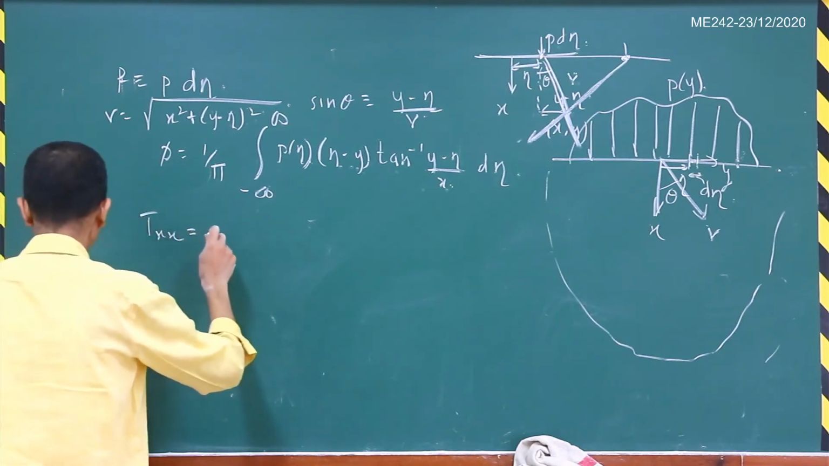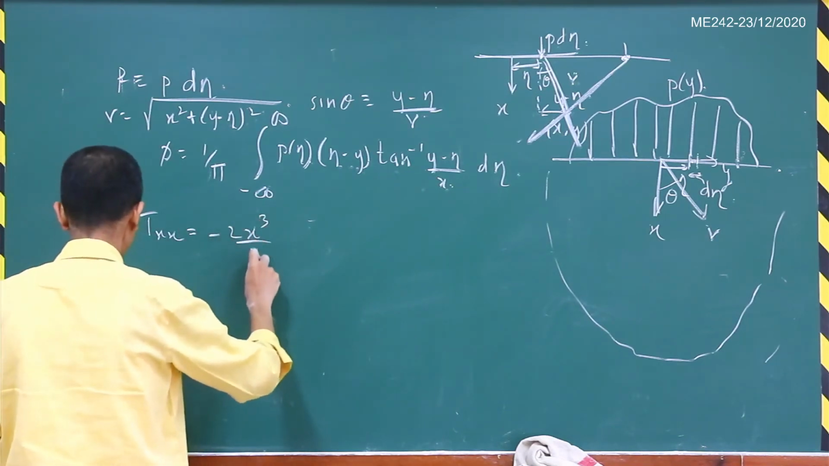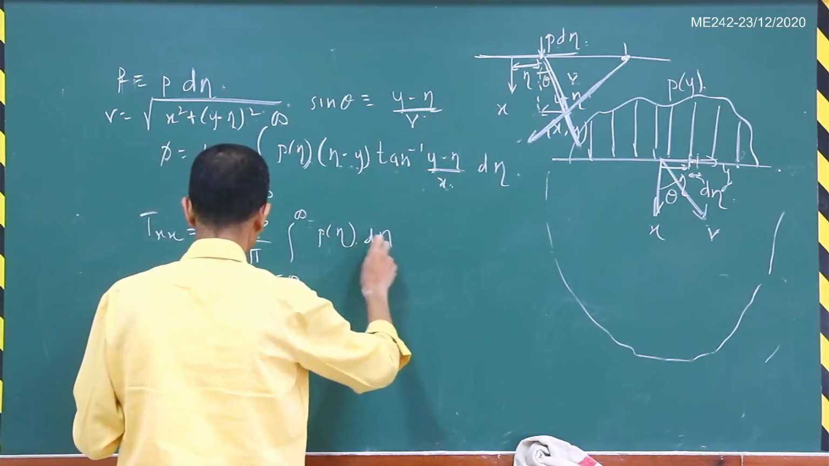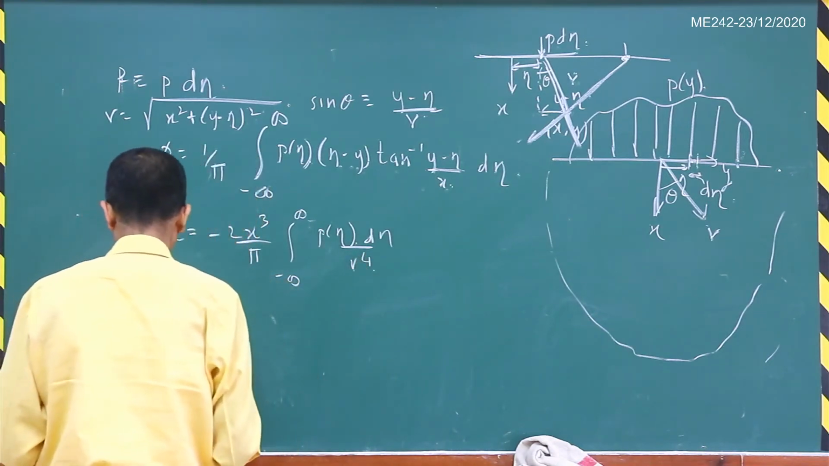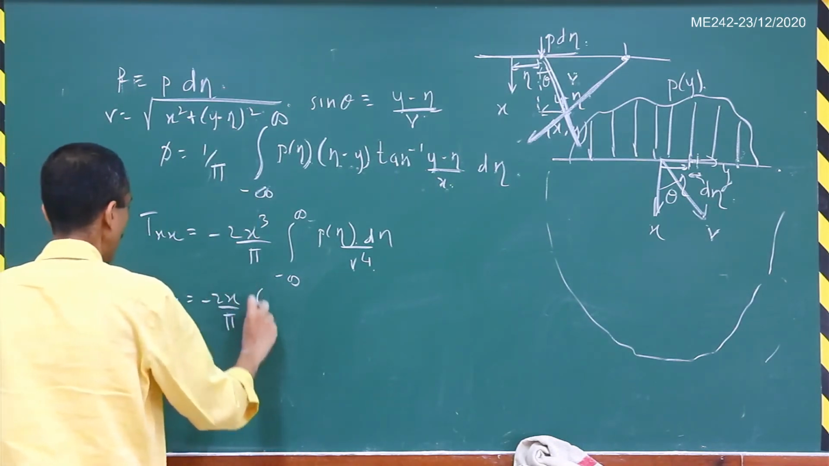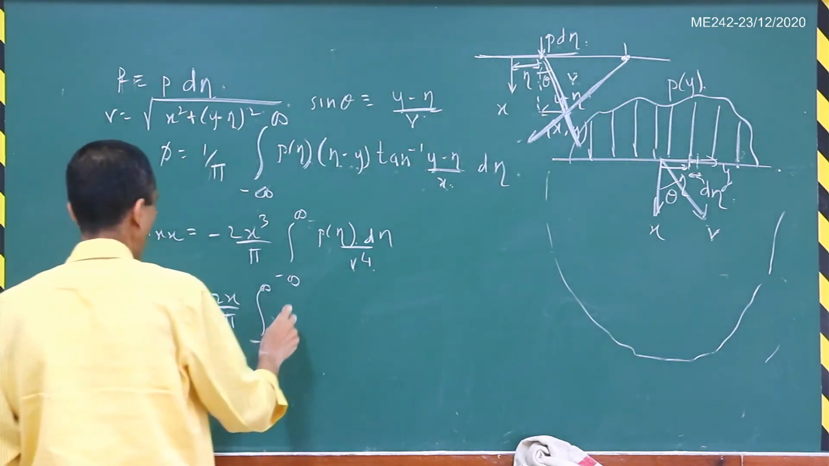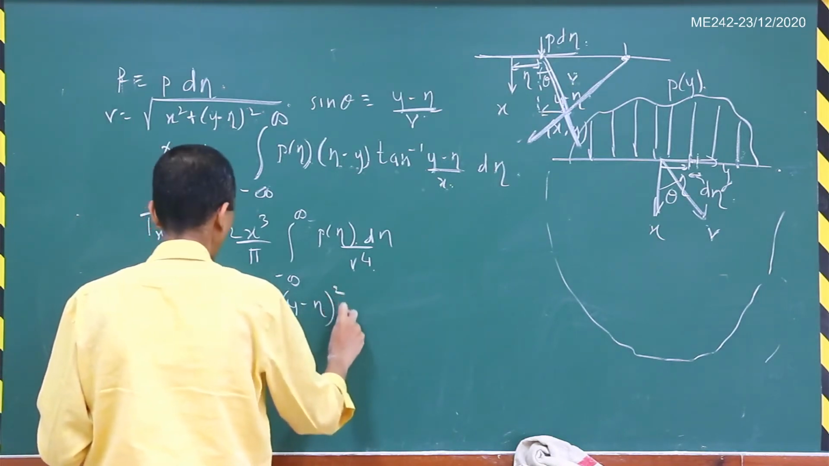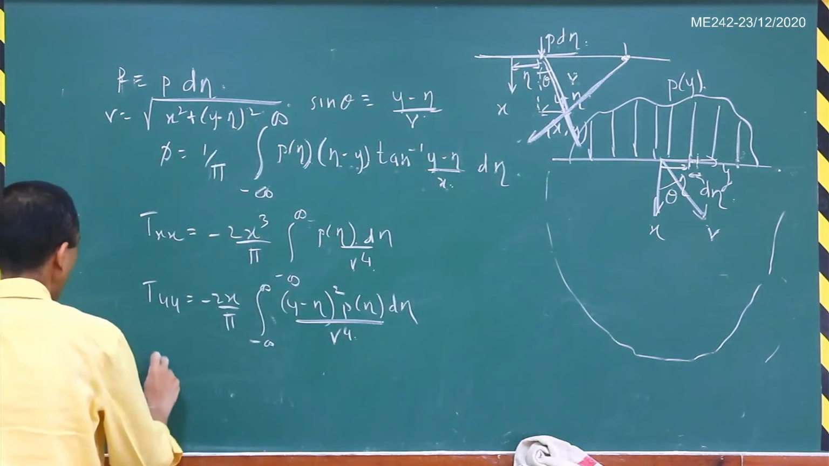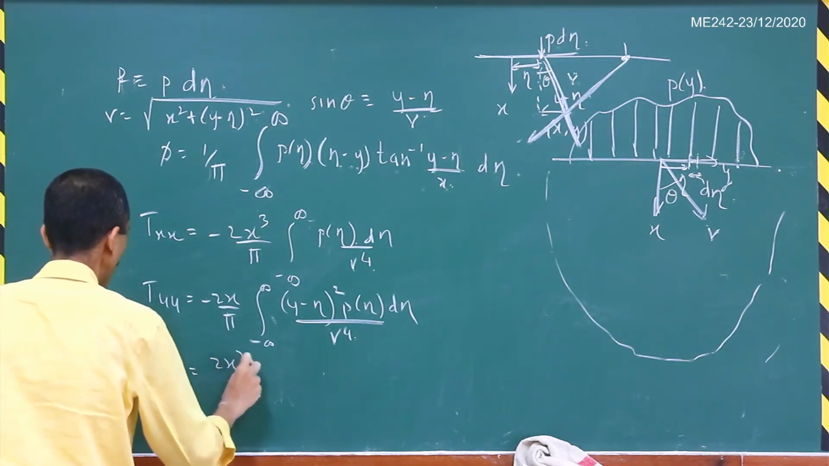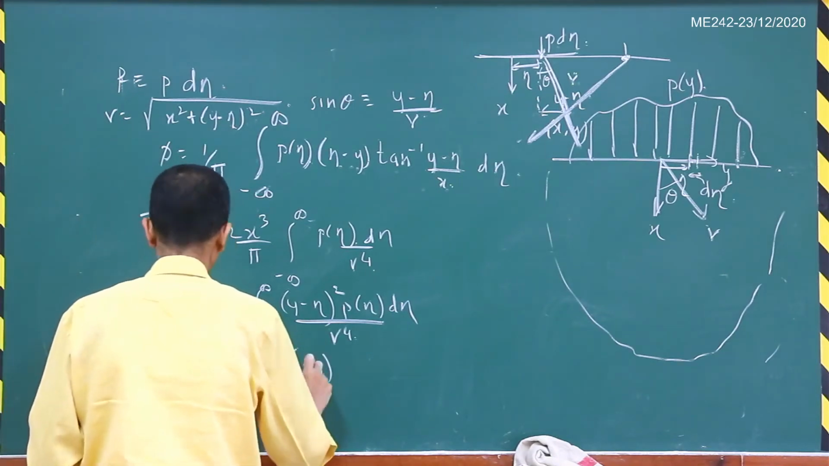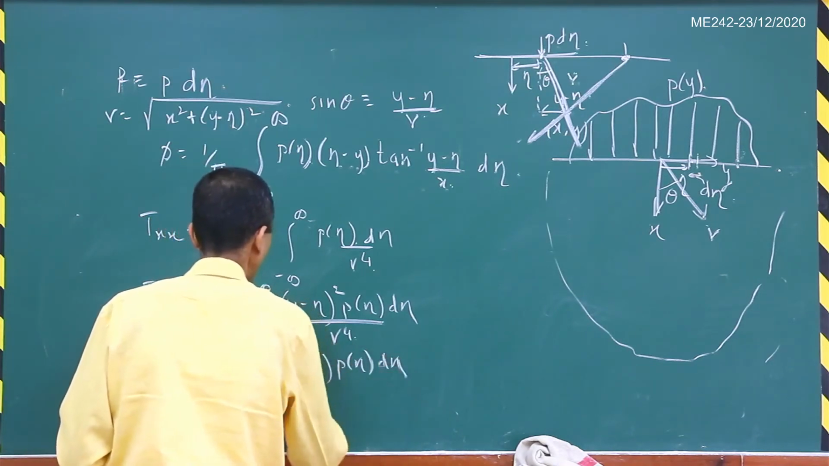So tau xx will be equal to minus 2 times x cubed by pi, integral from minus infinity to infinity of p of eta times d eta by r to the 4, and you will get tau yy as equal to minus 2x divided by pi, integral from minus infinity to infinity of (y minus eta) squared times p of eta d eta by r to the 4, and tau xy is equal to 2 times x squared by pi, integral from minus infinity to infinity of (eta minus y) times p of eta d eta divided by r to the 4.